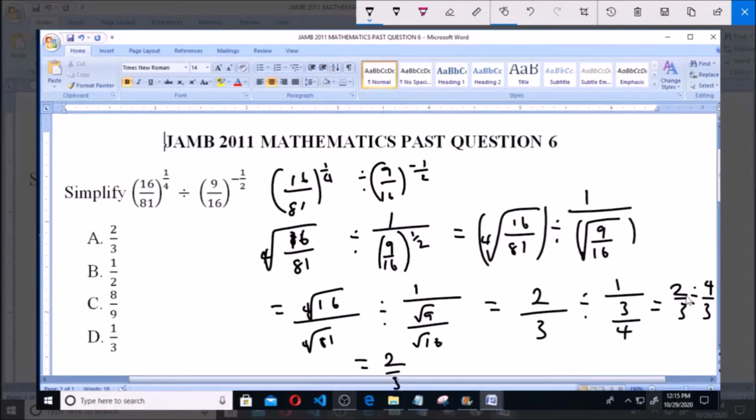Now we change this division sign to multiplication, and because of that, the denominator on the right hand side becomes the numerator. So we have 3 over 4. Now this 3 we cancel with this 3, and 2 here goes into 2 once and into 4 twice. So this is equal to 1 all over 2. So the answer is 1 over 2, which is option B.